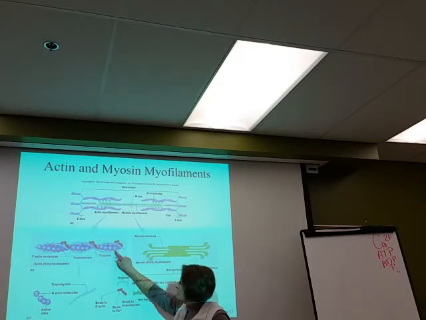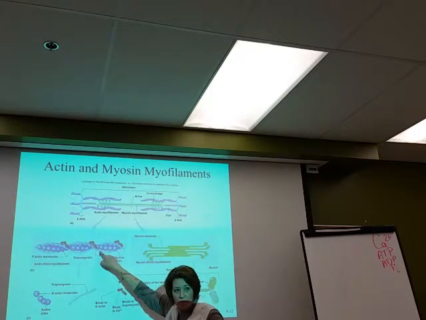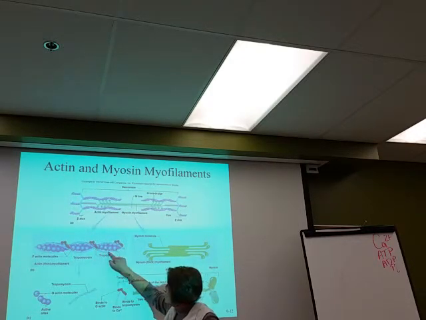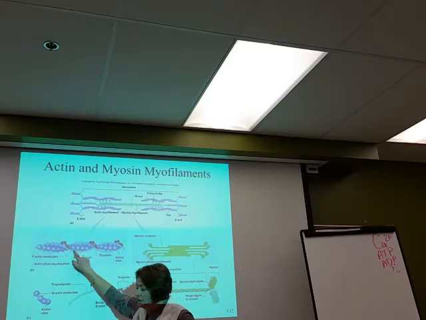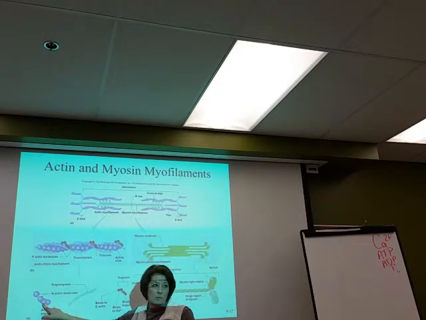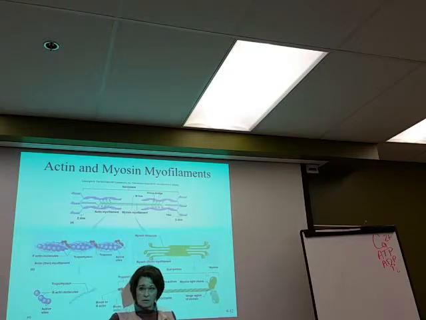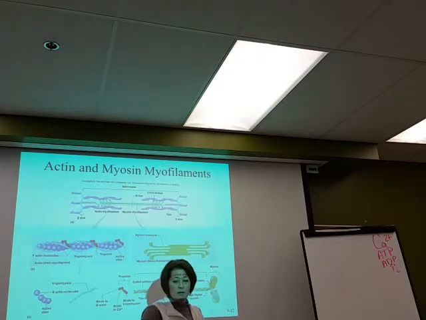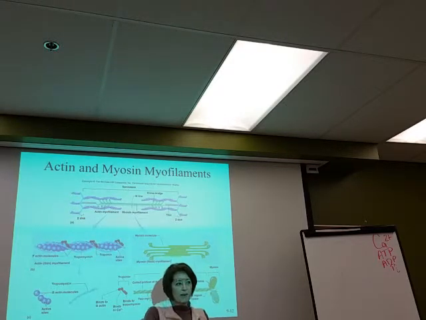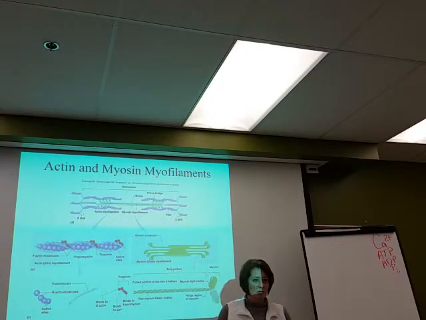Now, the rope, the tropomyosin, is covering my active sites. There's a reason for that. But we're not at that point yet. Is everybody following what I just explained about the structure?